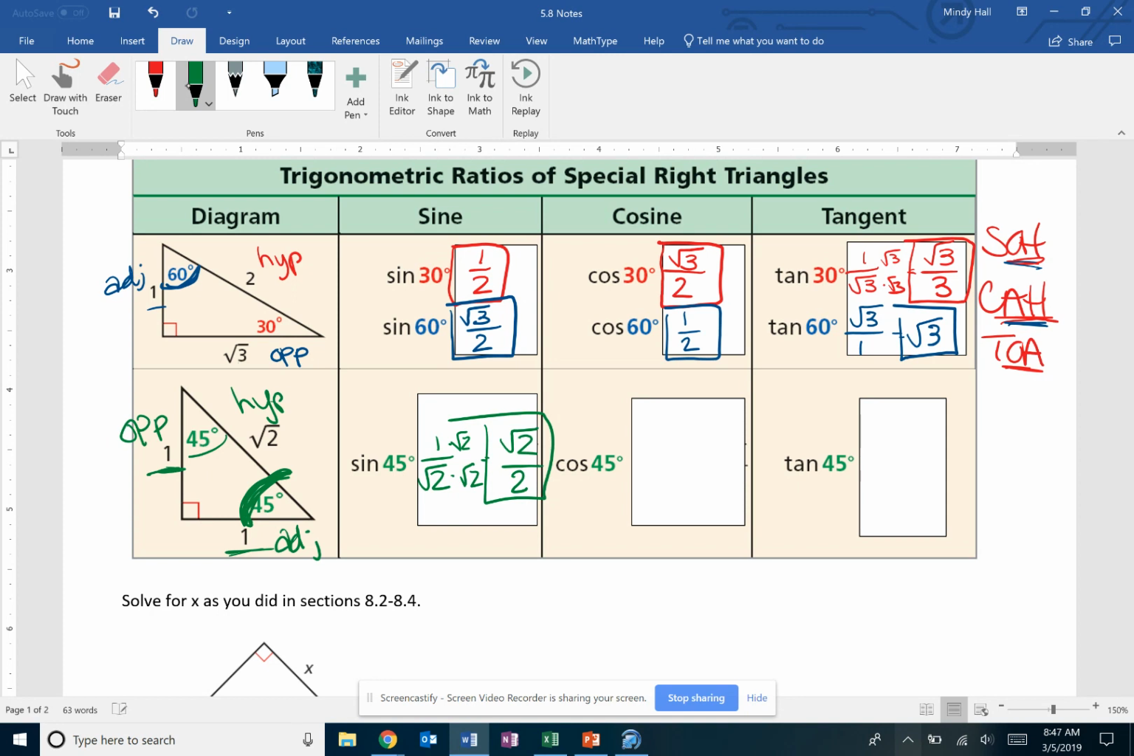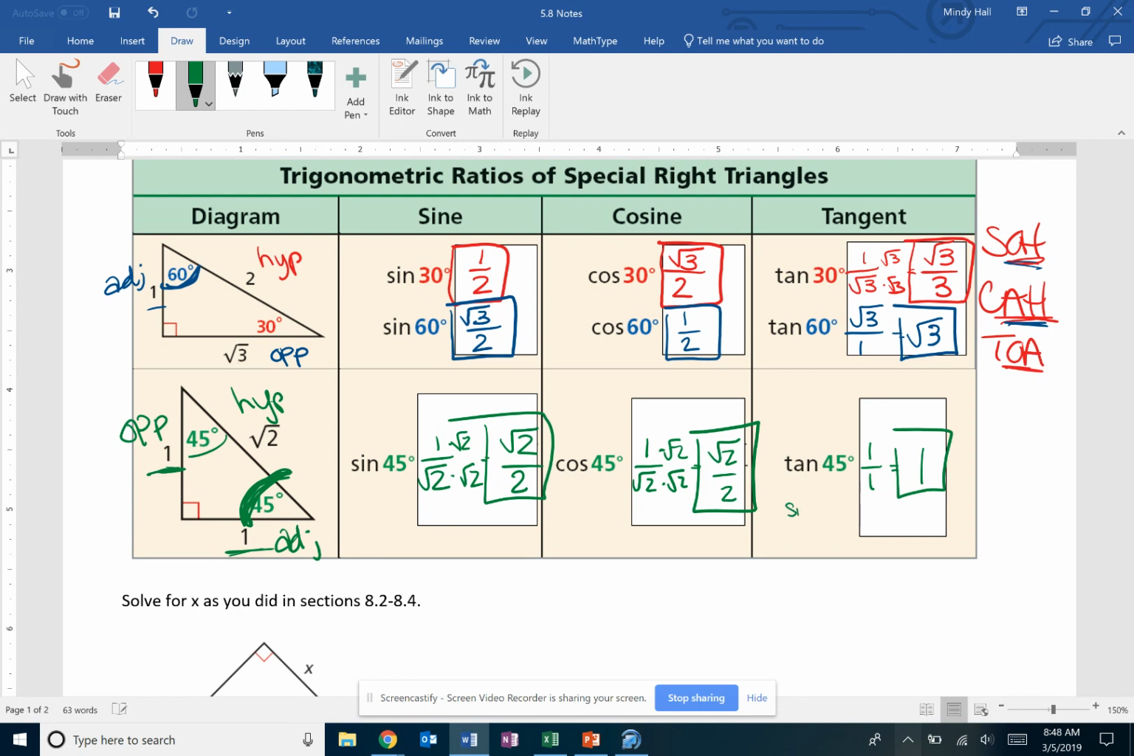For cosine, we're going to have 1 over the square root of 2 again because adjacent over hypotenuse is going to be the same. So when we multiply by the square root of 2 again, wouldn't you know, we get the exact same thing we just got. What a surprise. So cosine and sine of 45 is actually square root 2 over 2 for both of them. And then tangent of 45 is just 1 over 1 because it's opposite of 1 over adjacent of 1. So then the tangent is just 1.